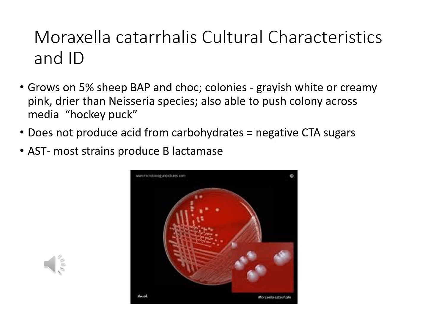Moraxella catarrhalis grows on 5% sheep blood and chocolate agar. So again, your only other Neisseria that grows on the line is meningitidis. In this instance with Moraxella, your colonies will be a grayish white or creamy pink, and they'll have a drier look to them. You're able to push them around across the media, so some textbooks may call it a hockey puck colony. Moraxella catarrhalis does not produce acid from the carbohydrates, so all the CTA sugars are negative. Most strains do produce beta-lactamase, so we always need to report the organism as beta-lactamase positive or negative.